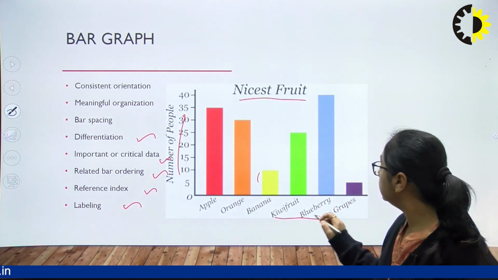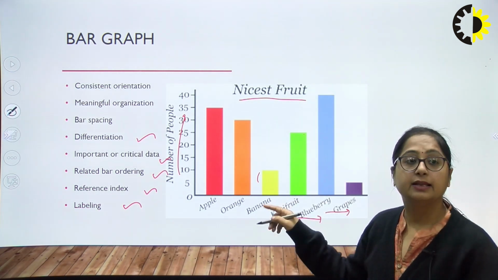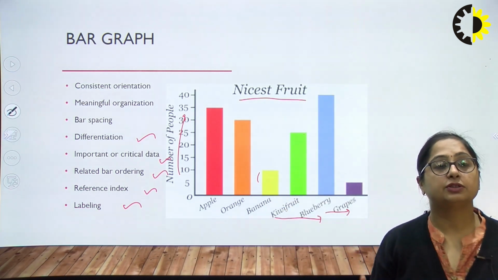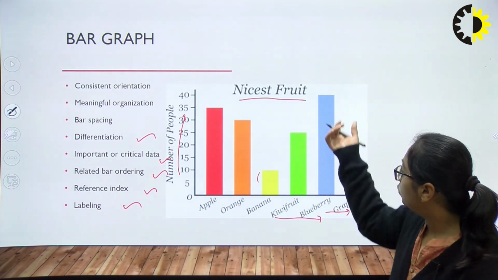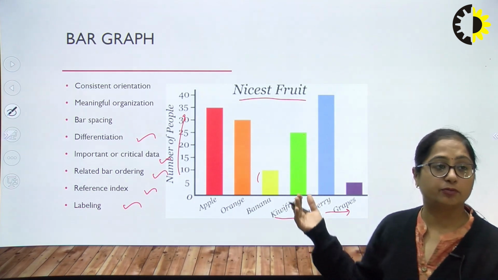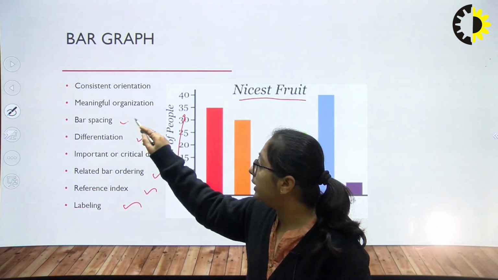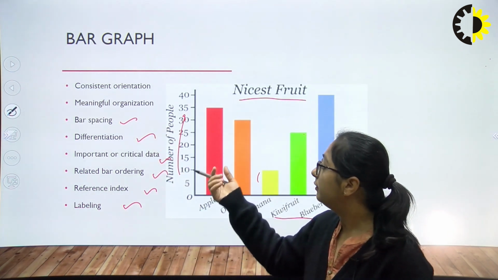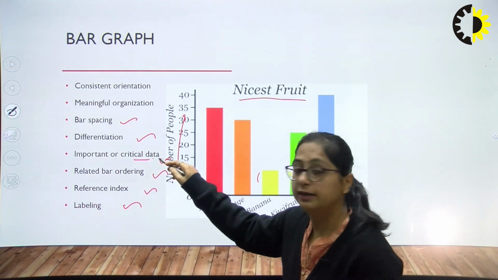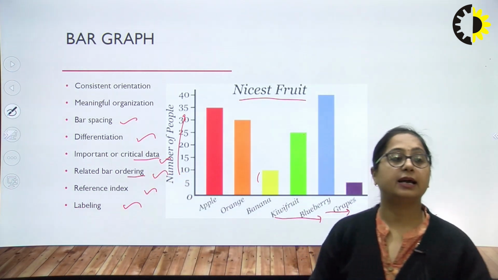of the x-axis, this is the y-axis, and based on that labeling we decide the number of people and which fruit is liked by the maximum number of people. You can see that blueberry is liked by a large number of people. So here we have to keep in mind the bar spacing, there should be equal space between the bars, differentiation of important or critical data, and relating bar ordering, reference index, and the labeling.